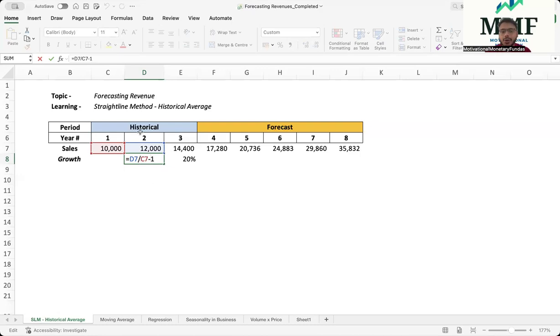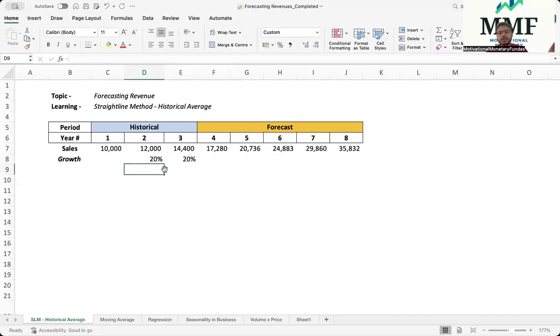So I can simply do 12,000 minus 10,000 divided by 10,000. My final value minus my beginning value divided by my beginning value, right? If I just try to do a cross multiplication on this formula, I get the same number. It gives me D7 minus C7 divided by C7. That's it. So I've done the same. I've taken the final number, that is year 2, 12,000, divided by the year 1 number, that's your previous number, 10,000 minus 1. So it tells me the revenue, or sales being a proxy for revenue, has grown by 20% in year 2 on a base of year 1.